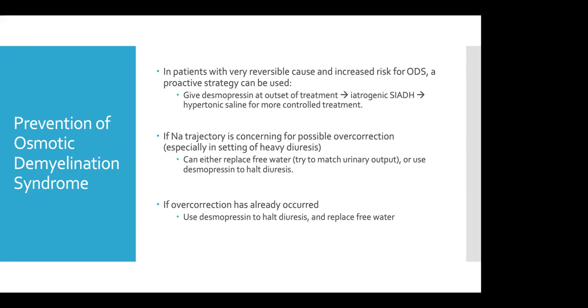The third is what we want to try to avoid having to do, which is treatment of overcorrection when it has already happened. When you do that, you're using both desmopressin and replacing free water to try to get it back down.